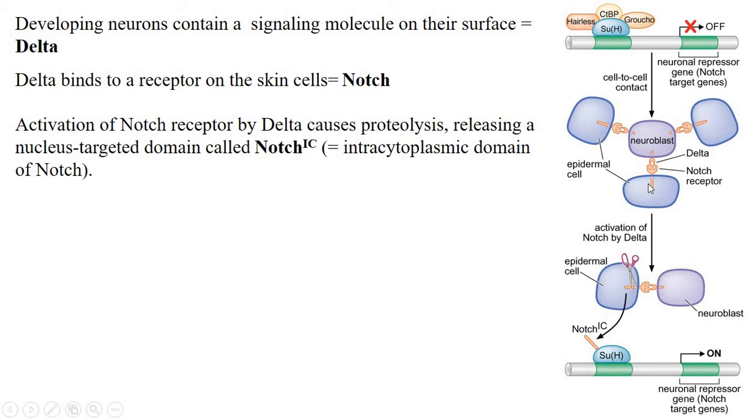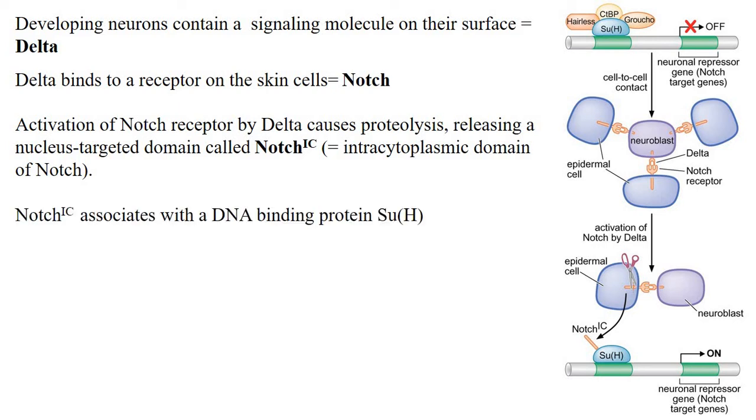But this nucleus-targeted domain, Notch IC, or intracytoplasmic domain of Notch, that will go. This is proteolysis. This will move to the nucleus. Once it moves to the nucleus, it will bind to this SUH. Once it binds SUH, these other molecules cannot bind here, and this will activate the repressor. That means it will make a repressor protein. This repressor protein will now stop them from becoming neuronal cells; it will repress the expression of the genes that are required to become the neuronal cells.